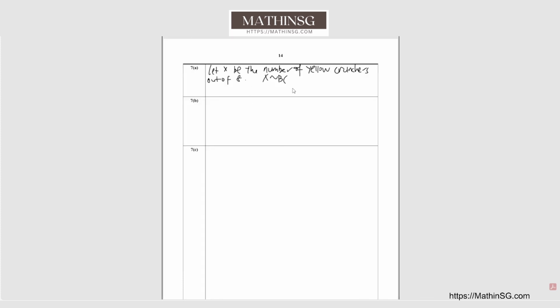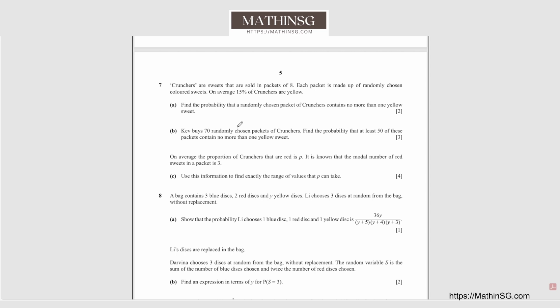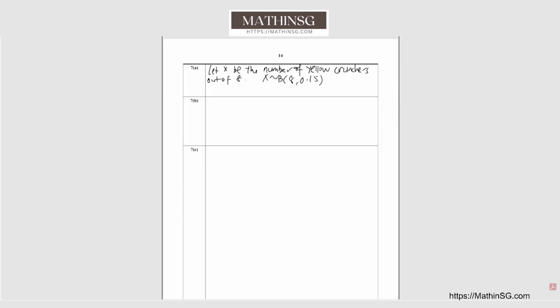Okay, so X takes binomial distribution with n equals 8 and p equals 0.15. We are asked to find the probability that a randomly chosen packet of crunches contains no more than one yellow sweet. So you are asked to find P(X ≤ 1). We will use our graphic calculator, the TI-84, and use Binomial CDF. Put that into the calculator and you will get a value of 0.657 when rounded off to 3 significant figures.